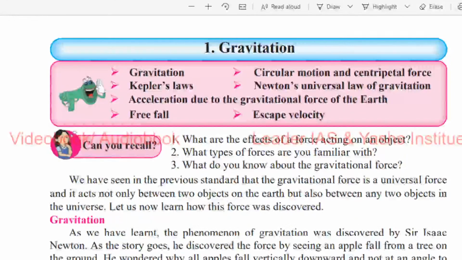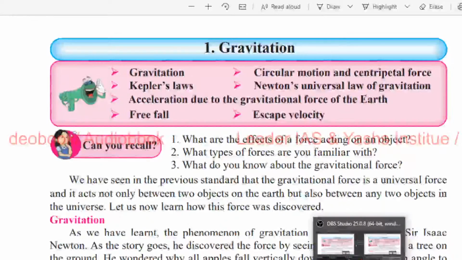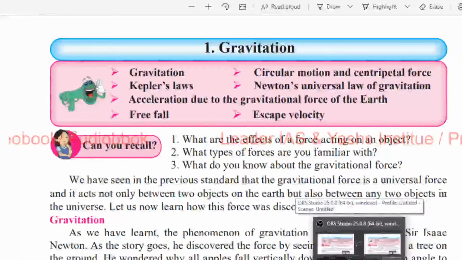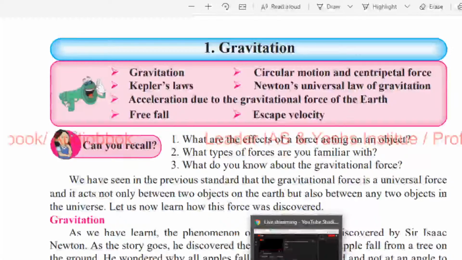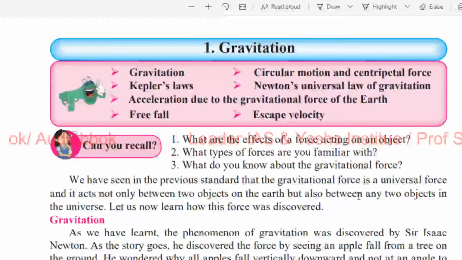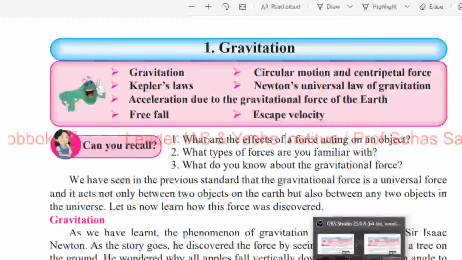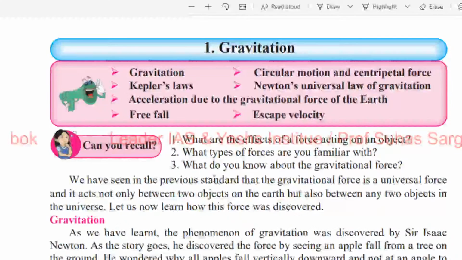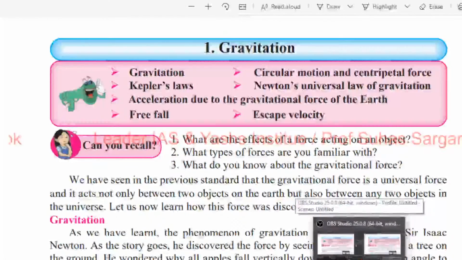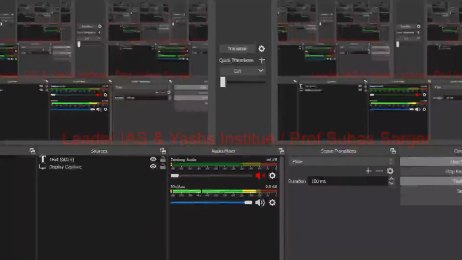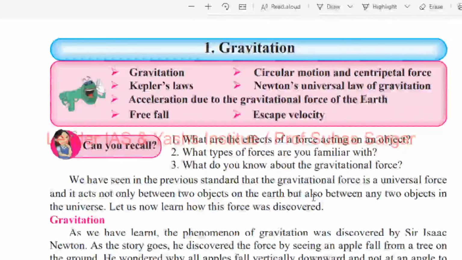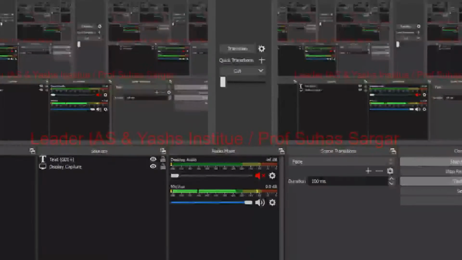What we are going to learn in this topic: first, gravitation; second, Kepler's law; third, circular motion and centripetal force; Newton's universal law of gravitation; acceleration due to gravitational force of the earth; freefall and escape velocity. So let's begin.